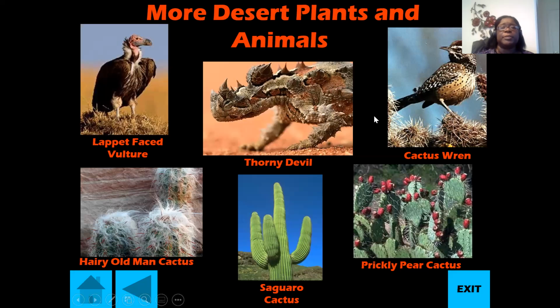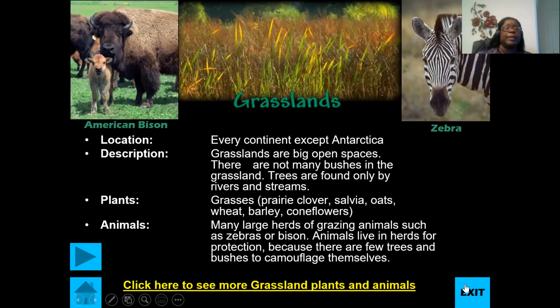Now here, boys and girls, you can see an example of more desert plants and animals. You have the wren, the thorny devil, the hairy old man cactus, different types of cactus here, and a vulture. All right, the next one is called the grassland.